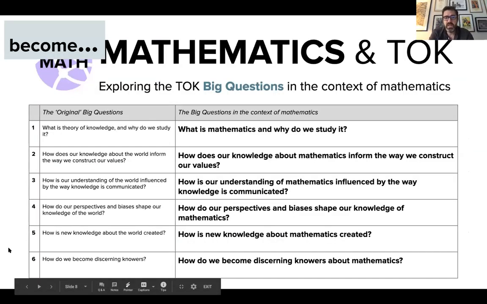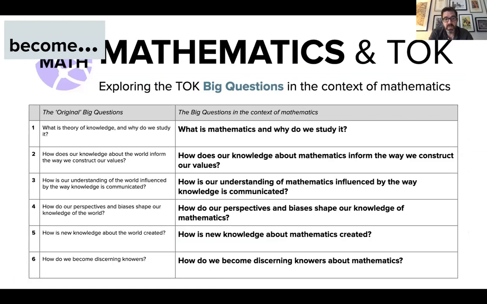So we go from the original big question, which might be, how do our perspectives and biases shape our knowledge of the world? Very simple. That gets turned into how do our perspectives and biases shape our knowledge of mathematics for big question number 4.